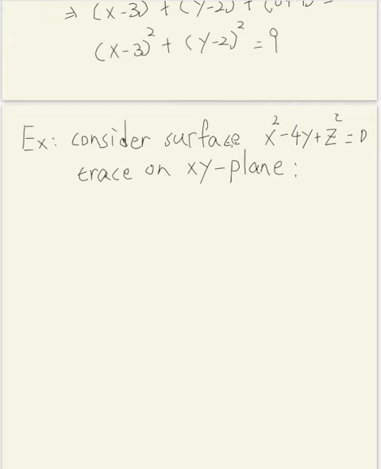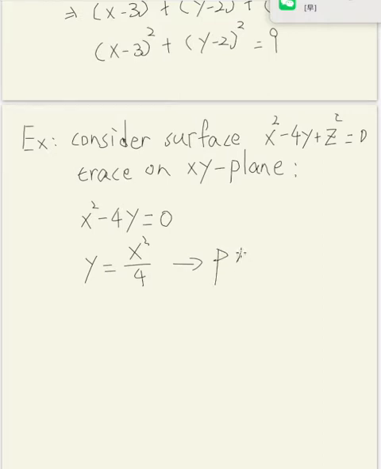Again, the xy plane is characterized by z equals 0, therefore we get x squared minus 4y equals 0. And then we get y equals x squared over 4, which means the trace on the xy plane is a parabola.